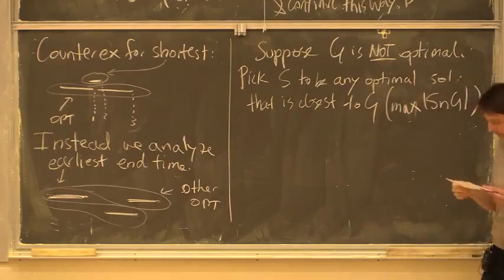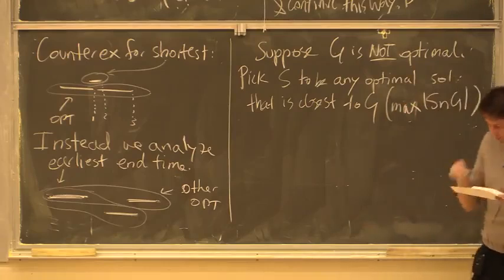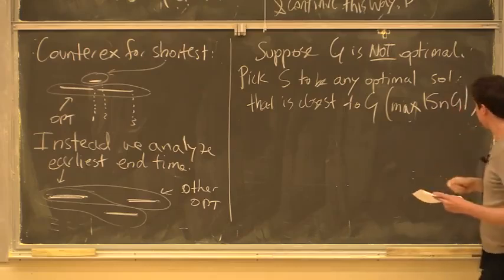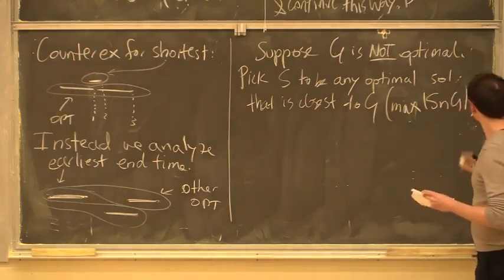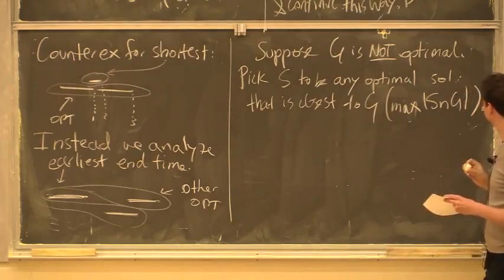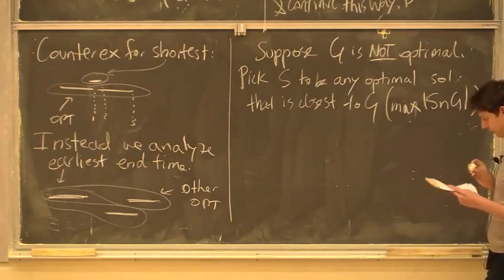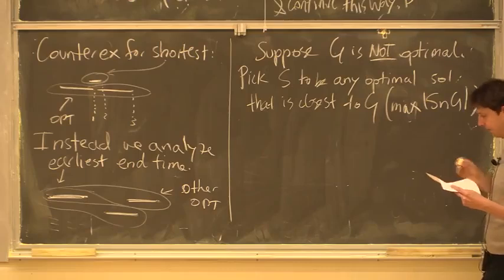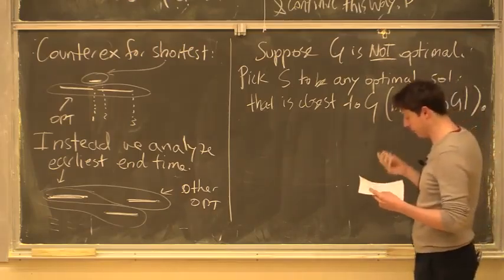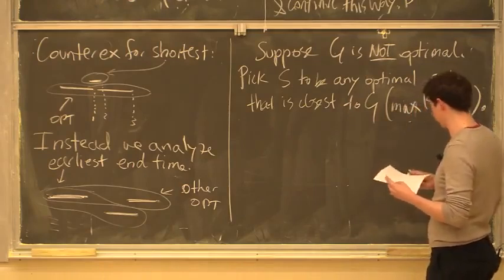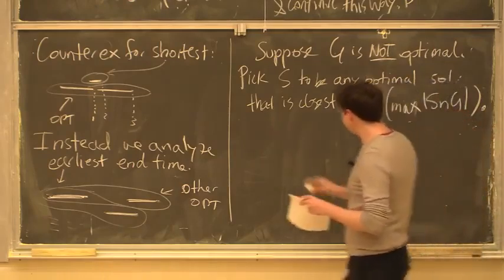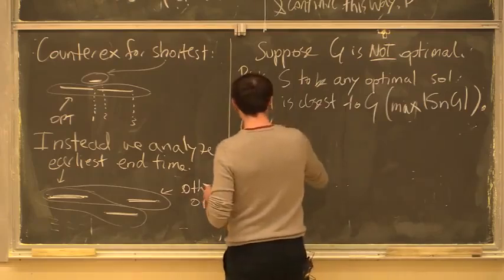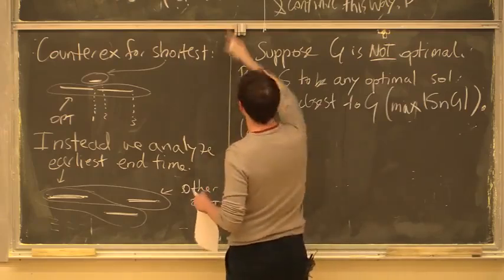Sorry. The largest intersection. Actually, in my notes it says max, so I don't know why I wrote min. So let's do the prior argument, meaning this one over here.